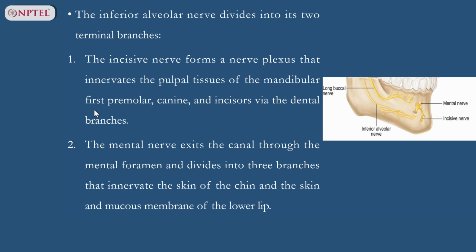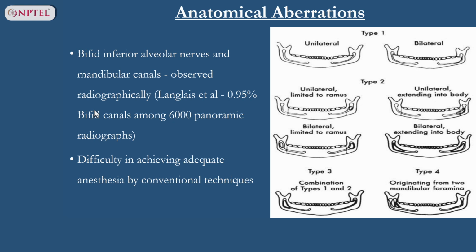The inferior alveolar nerve divides into its two terminal branches. The incisive nerve forms a nerve plexus that innervates the pulpal tissue of the mandibular first premolar, canine, and incisors via dental branches, whereas the mental nerve exits the canal through the mental foramen and divides into three branches. Those innervate the skin of the chin and skin and mucosa of the lower lip of that side.